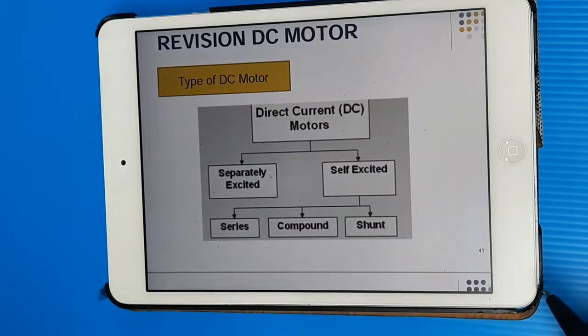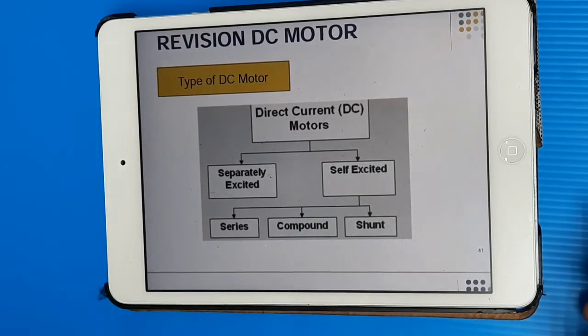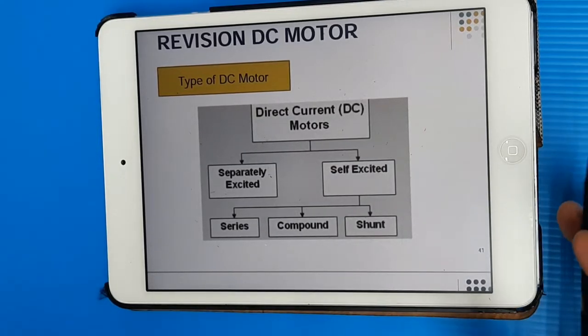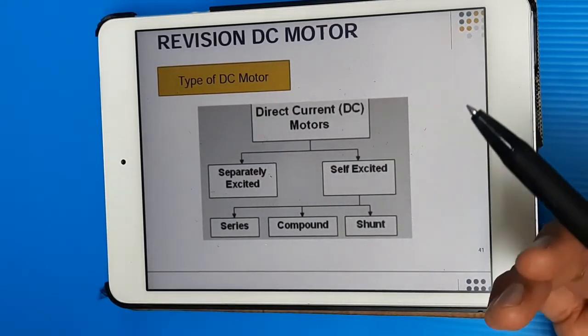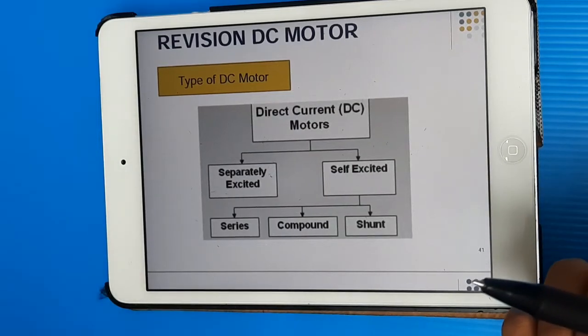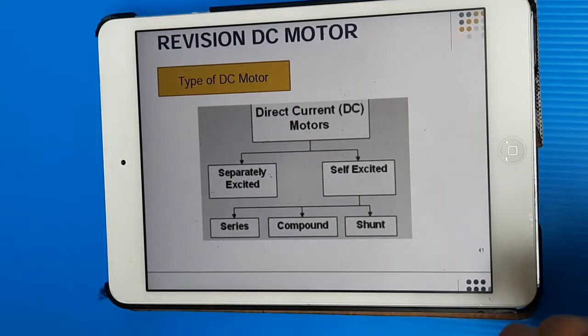Okay, so before we start on chapter 2, let's do some revision relating to DC motor, because chapter 2 involves how to control the speed of DC motor. So let's start with the types of DC motor.